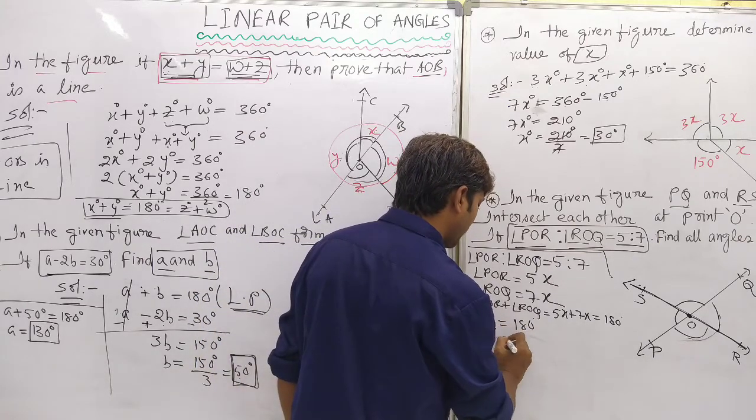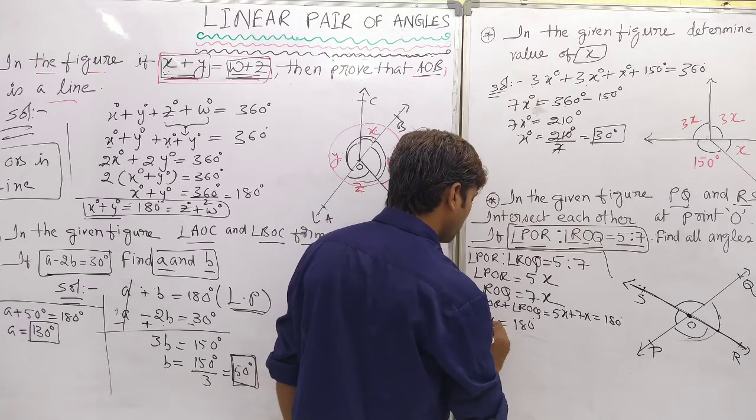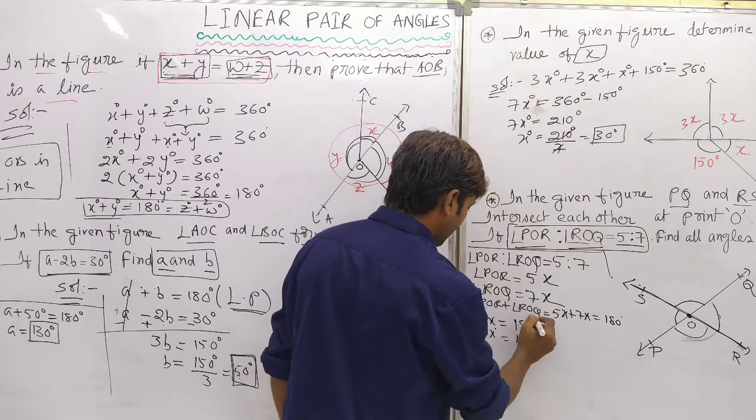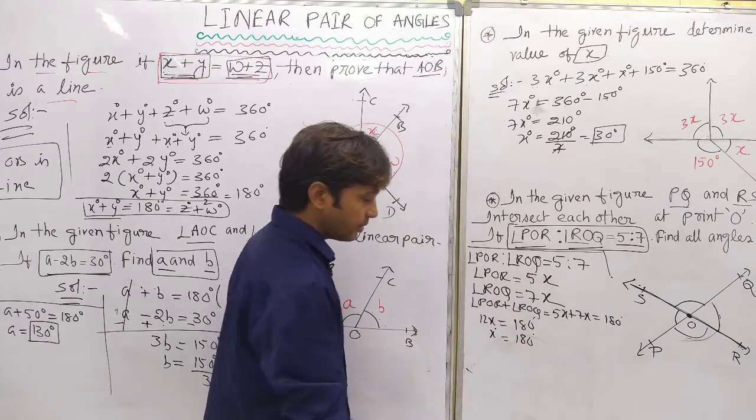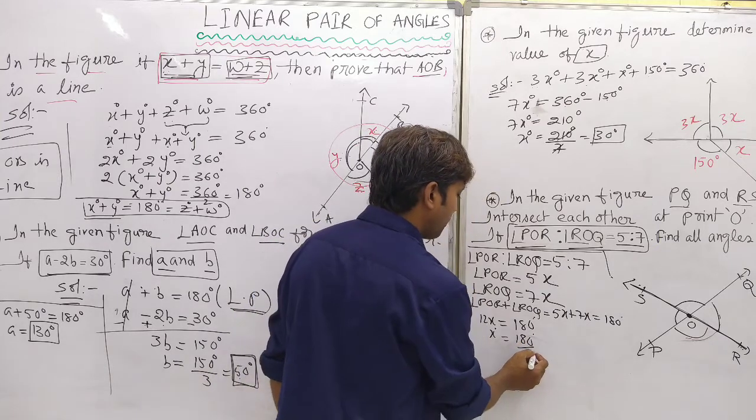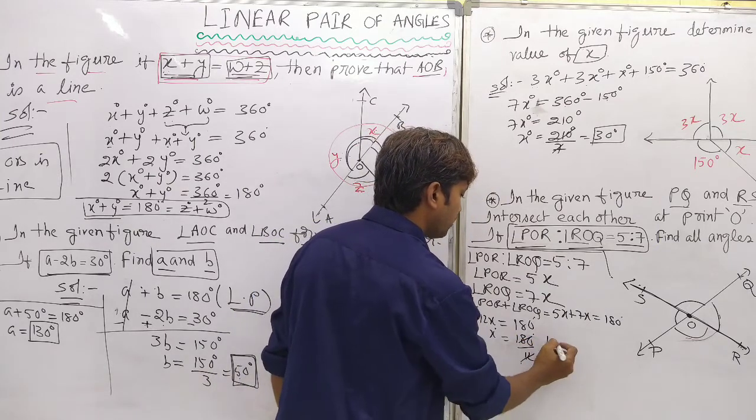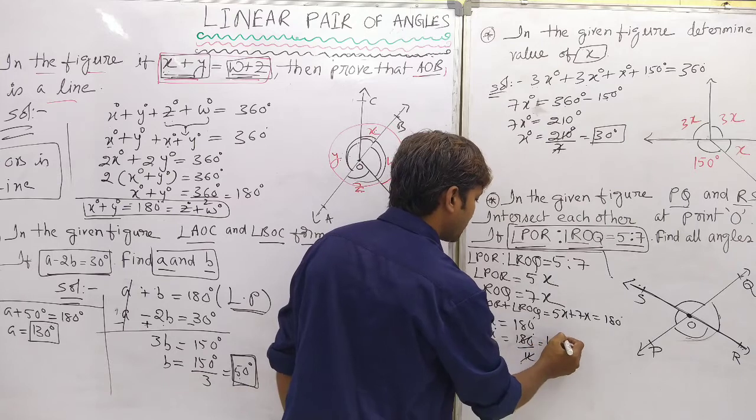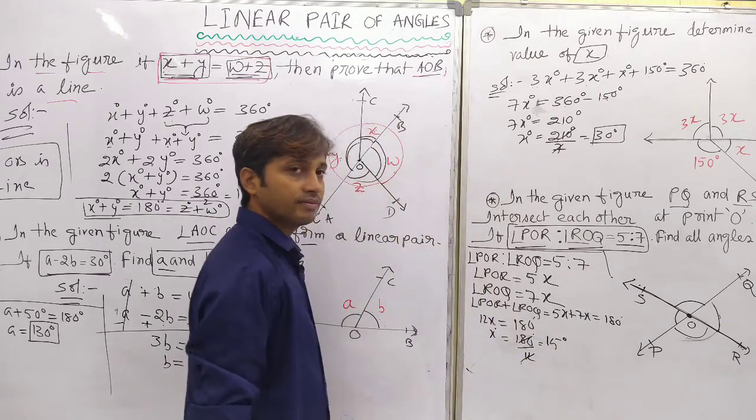Now, 12 how many times goes in that? If you want to find x, you have to send this 12 to the other side, so it will divide. 12 how many times goes in 180? 12 ones are 12, 12 fives are 60, so the x value is 15 degrees.